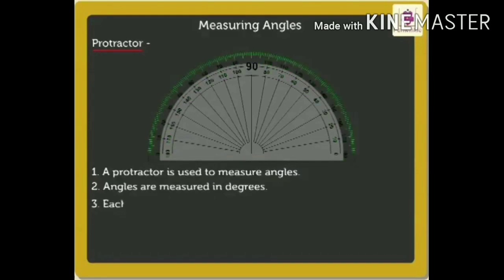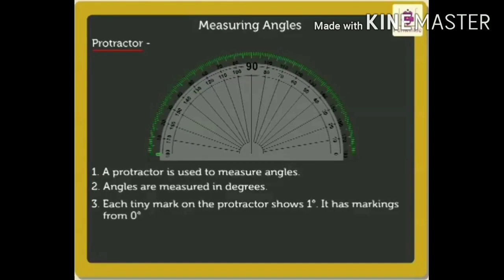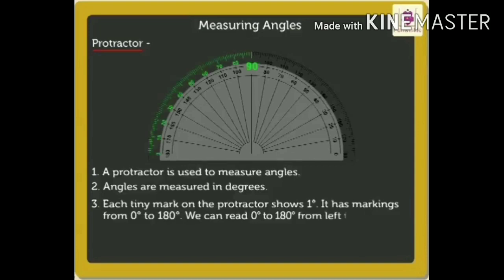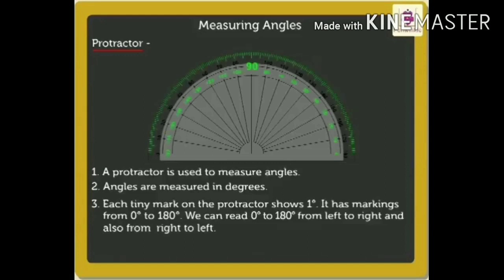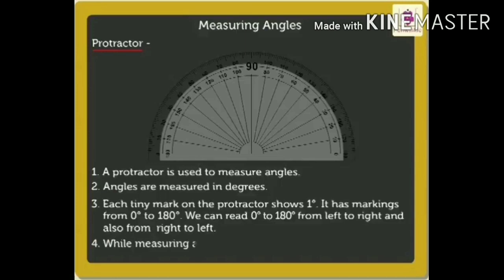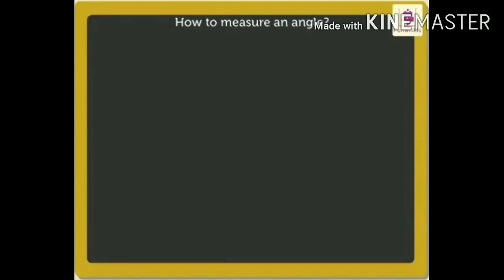3. Each tiny mark on the protractor shows 1 degree. It has markings from 0 degrees to 180 degrees. We can read 0 to 180 degrees from left to right and also from right to left. 4. While measuring an angle, the central point is placed on the vertex of the angle.